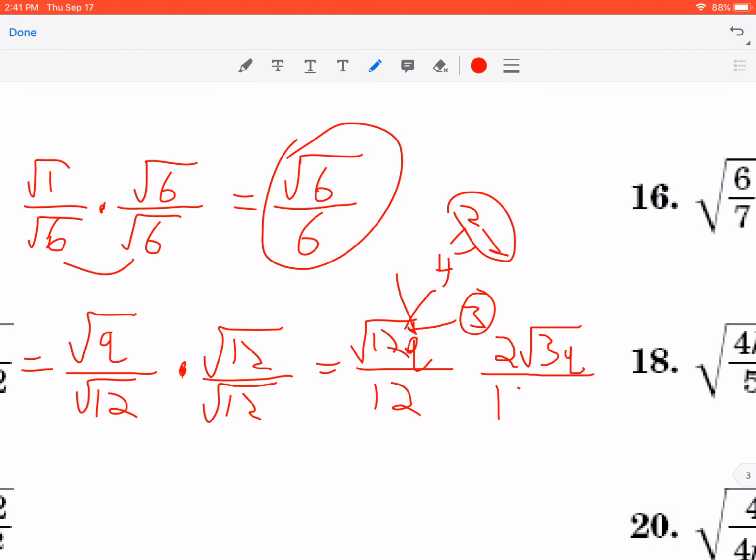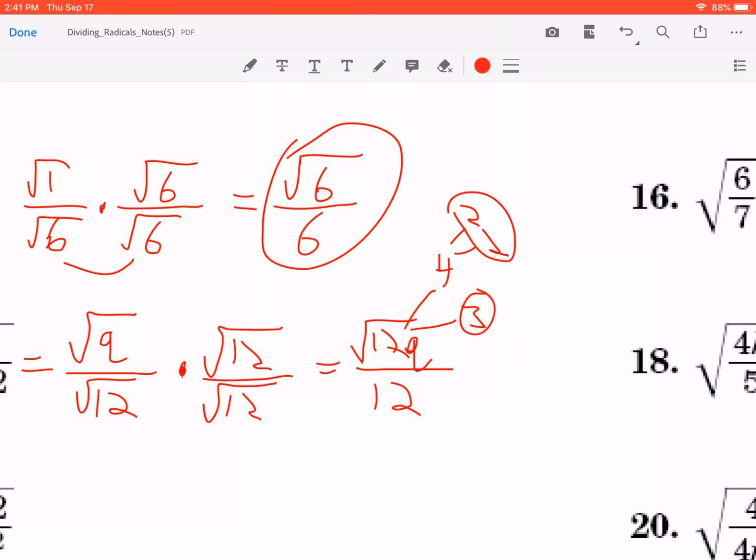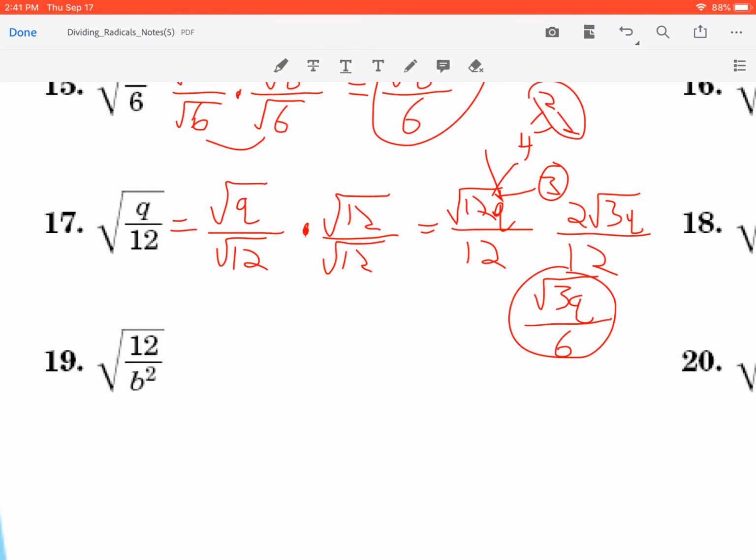Over 12. I would probably take a point off because something can still be reduced. Look at the 2 and the 12. Those are outside the radical. You can reduce 2/12 to 1/6. So really your final answer should be, you don't have to put a 1 in front of the radical, 3q over 6. That's the best you can do. Okay? All right.